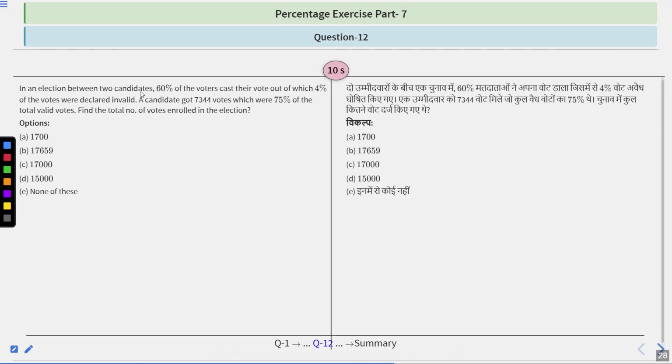In an election between two candidates, 60% of the voters cast their vote, out of which 4% of the votes were declared invalid. A candidate got 7,344 votes, which were 75% of the total valid votes. Find the total number of votes enrolled in the election. You have 5 options and 10 seconds to solve this question. Your time starts now.